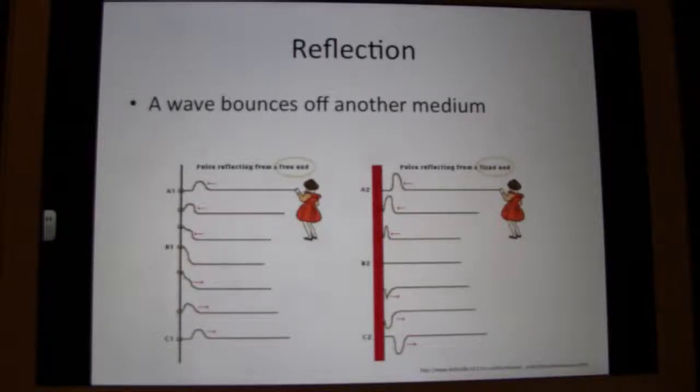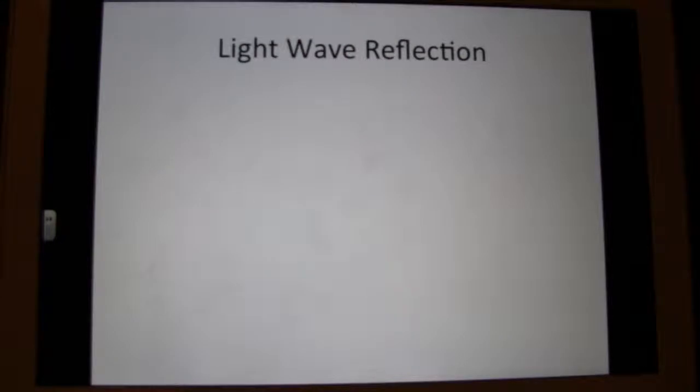So if a wave strikes a heavy, harder to move material, the reflected wave will be inverted. Reflection can be applied specifically to light waves as well.